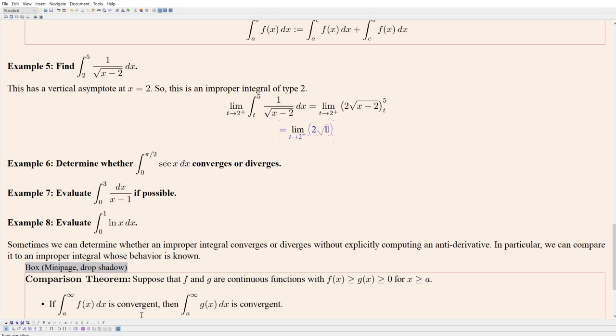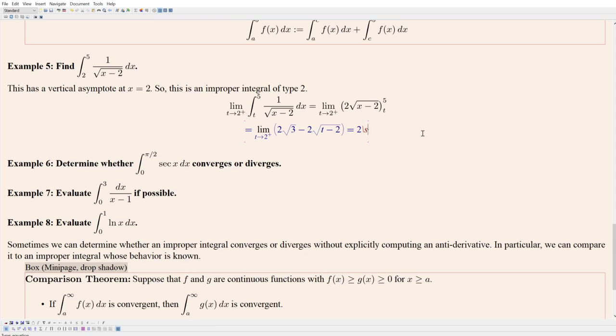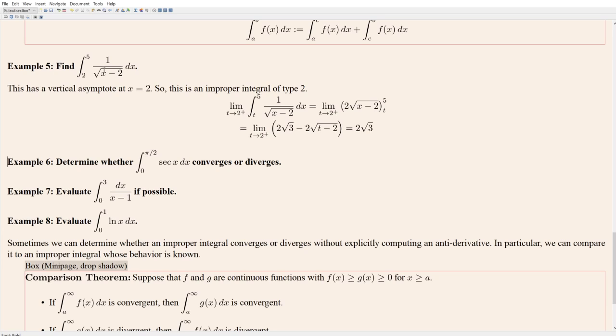So 5 minus 2 is 3. Minus 2 root t minus 2, rather. Okay, so now what happens in the limit as t goes to 2? Well, put a 2 in here, this whole bit just becomes 0. So no problem at all. So indeed this limit exists. It converges. It converges to 2 root 3. Despite the fact that there was an asymptote.